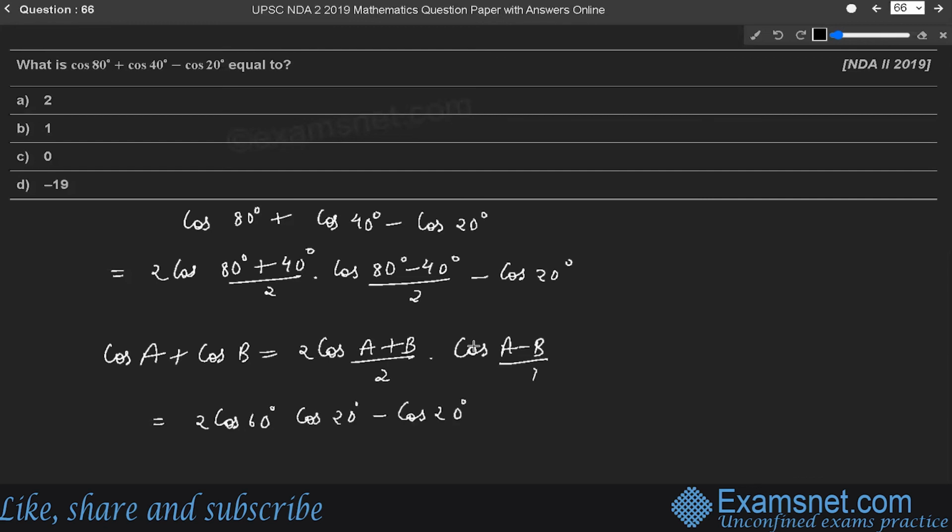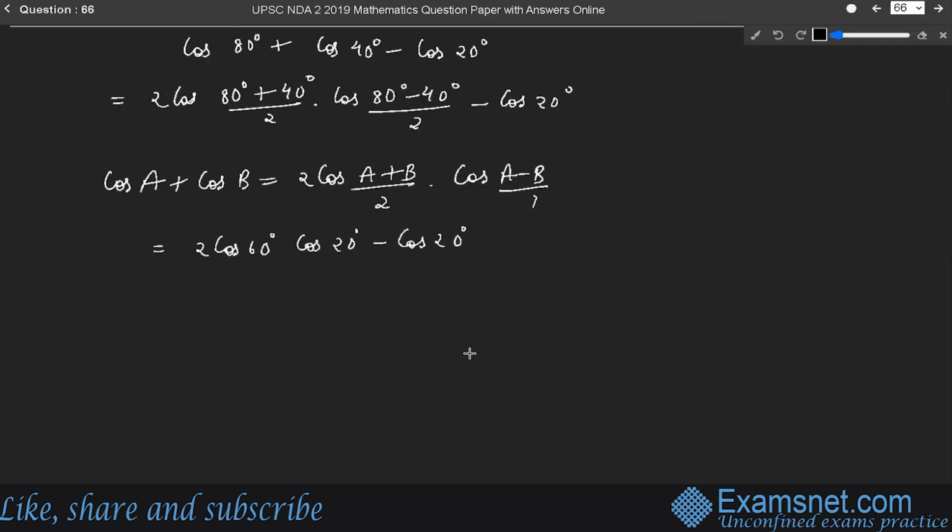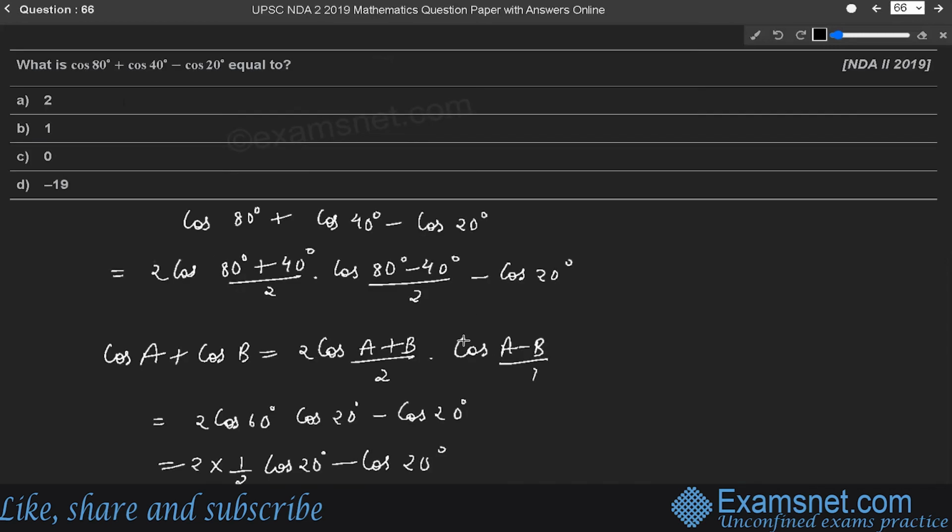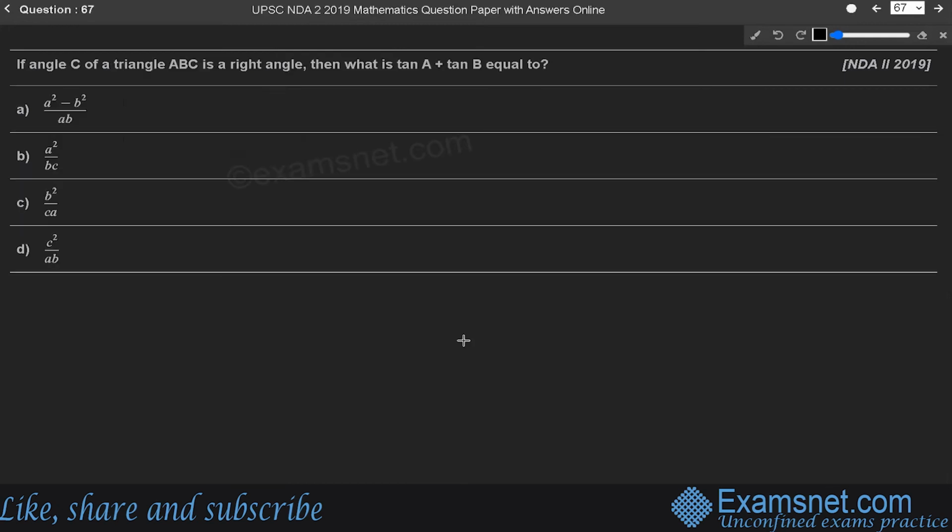We know that cos 60 degree is equal to 1 by 2. So it will be 2 into 1 by 2 into cos 20 degree minus cos 20 degree. So this will be equal to cos 20 degree minus cos 20 degree, which is equal to 0. Therefore, we can say that the correct answer for this question is option number C here, which is 0. I hope this question is clear to you. Moving on to the next question.